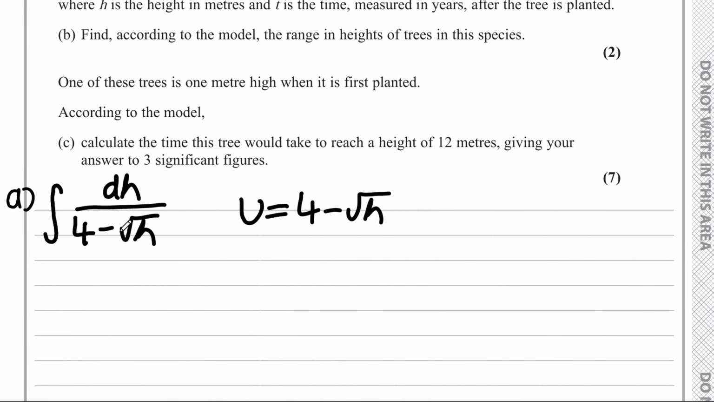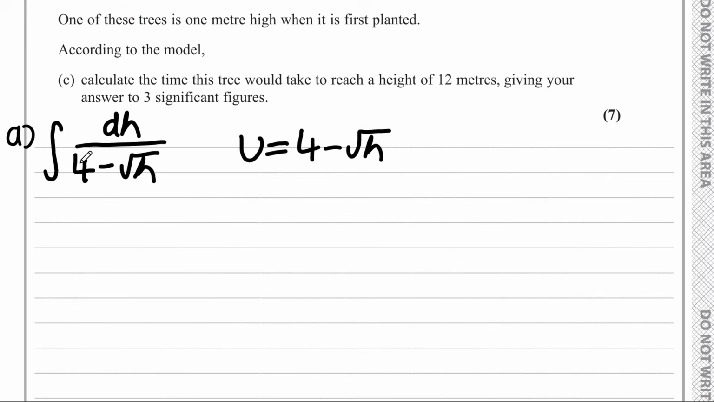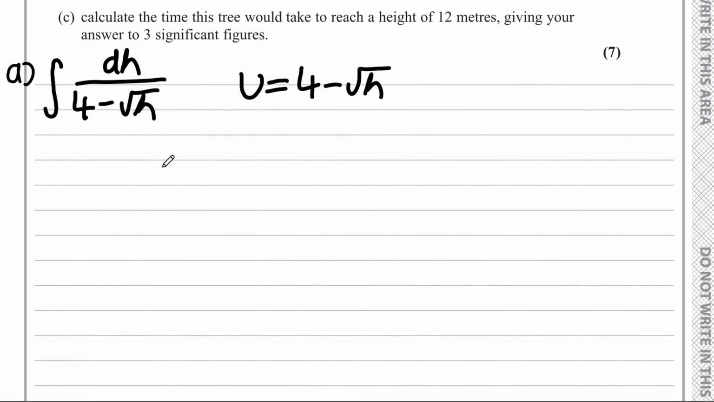And if you look at this integral that we need to solve here, you can see that we have this 4 minus root h in the denominator. So straight away we can make a substitution and write this as the integral of dh, and then sub out this 4 minus root h denominator for a u, like this here. So we've simplified it.